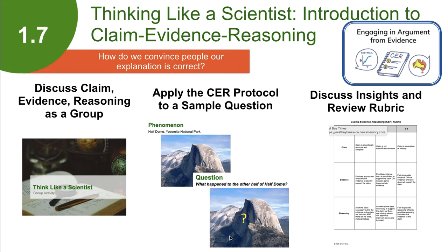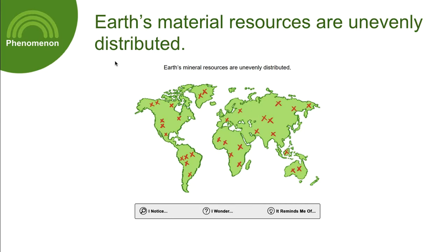The interactive presentation goes through this with a sample mystery, a scenario involving where the other half of Half Dome went. Students will go through and ask a question, make a claim, collect evidence, and use that evidence to support the claim, and provide reasoning connecting the evidence to the original claim. Students then examine a rubric that highlights the criteria for strong claims, evidence, and reasoning. The phenomenon that we want to explain in this group of lessons is that Earth's material resources are unevenly distributed.